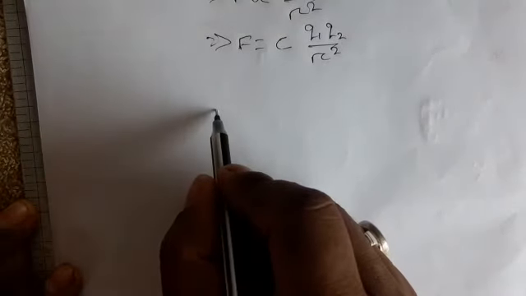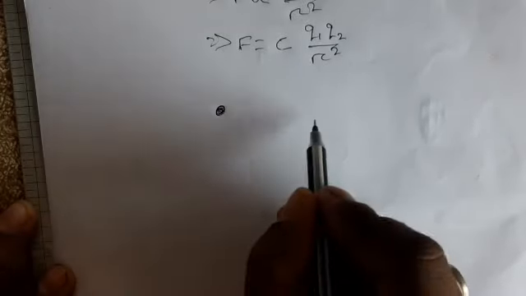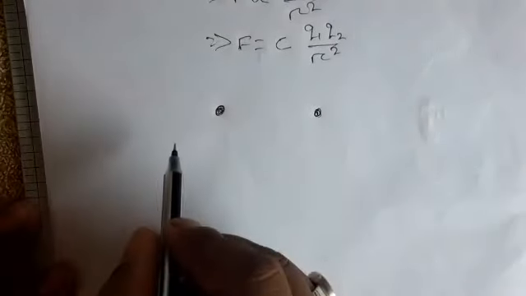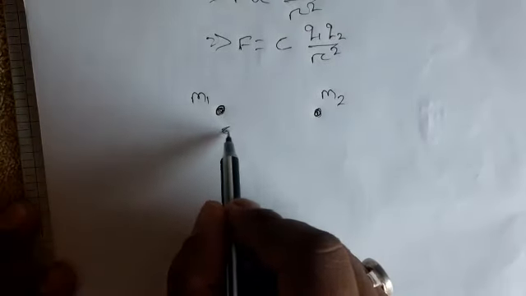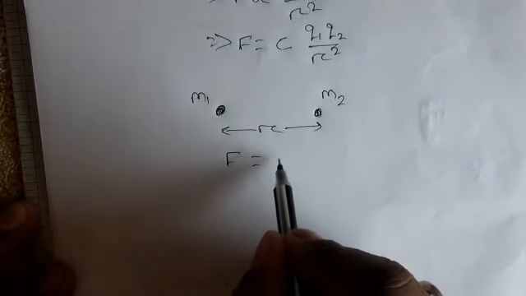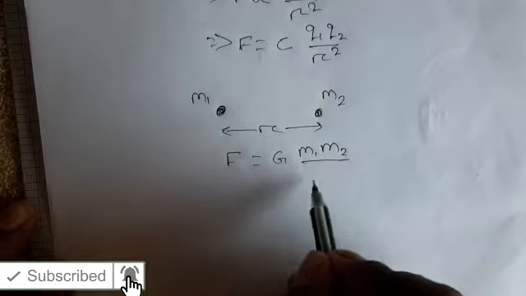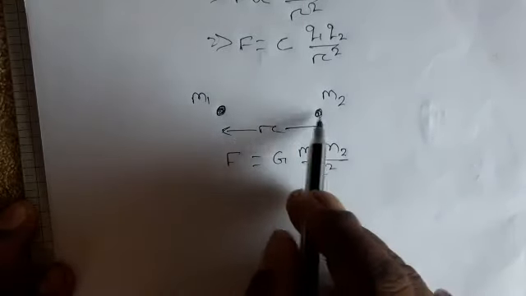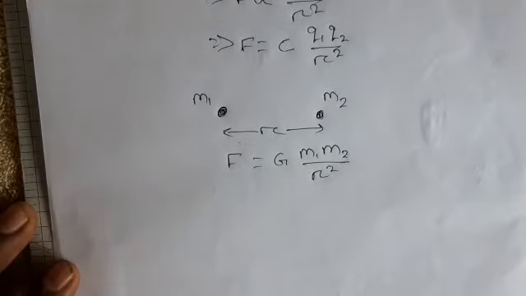So as you might have read, if there are two masses separated by a distance r, then there is a force called gravitational force, that is G m1 m2 by r square. So it depends on the inverse square of the distance between the two masses.